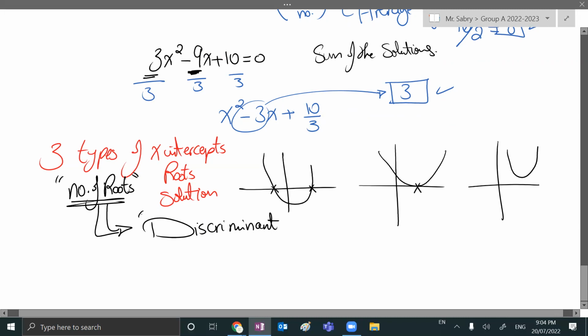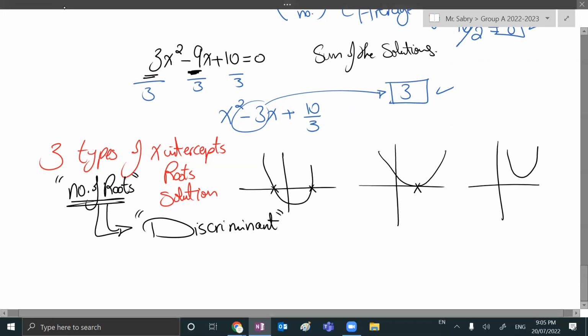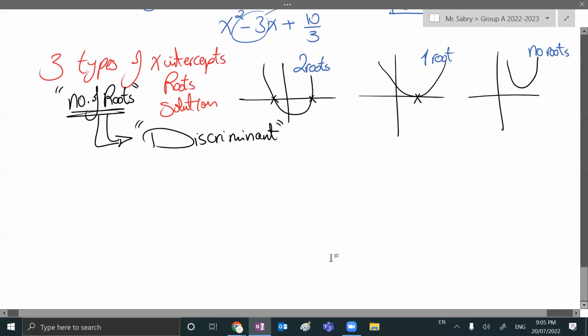So what is the discriminant used for? It's to find the number of roots. It does not tell me what the x values became. It does not show me the roots themselves, the values of them. It just shows me the number of roots, whether they are 2 roots, like this one, or it is 1 root, or there are no roots. These are the 3 possible cases. The discriminant is used to figure out this case.